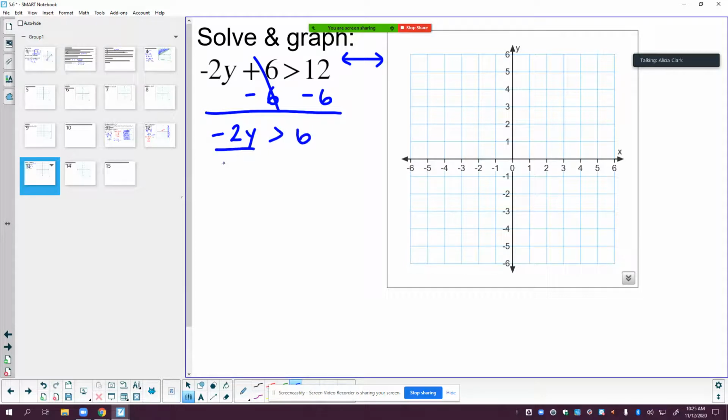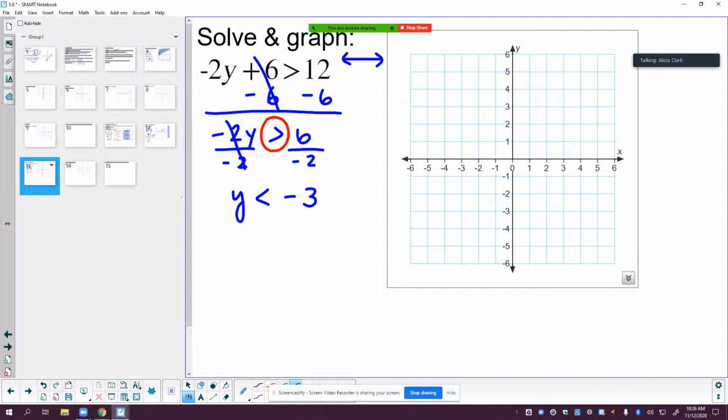Now, you also have to remember the properties of inequalities, which says if I divide by negative 2, that is also going to change the direction of my inequality. So that's going to cancel, and y is now going to be less than negative 3. If you forget to change the inequality, you're going to shade the wrong side of the graph. So y is less than negative 3.